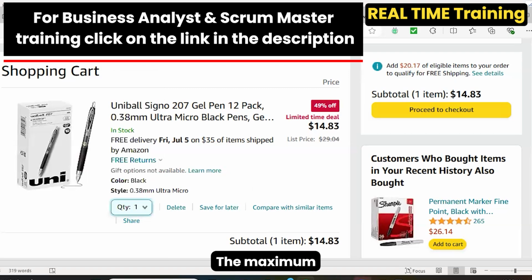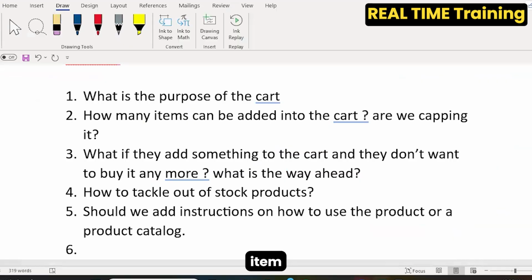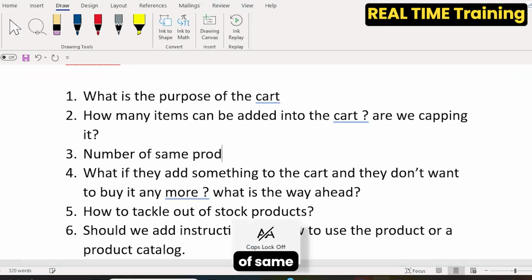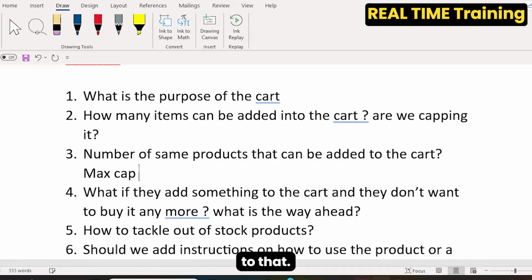Yeah, that's what I said, the maximum quantity before. No, you were talking about how many items can be added. She's asking for that particular specific product, what is the maximum capping? Okay, yeah. Number of same products that can be added to the cart. Okay. I think Pooja, you are referring to that. Yeah, max cap of the same product. Yeah, okay, that is there.